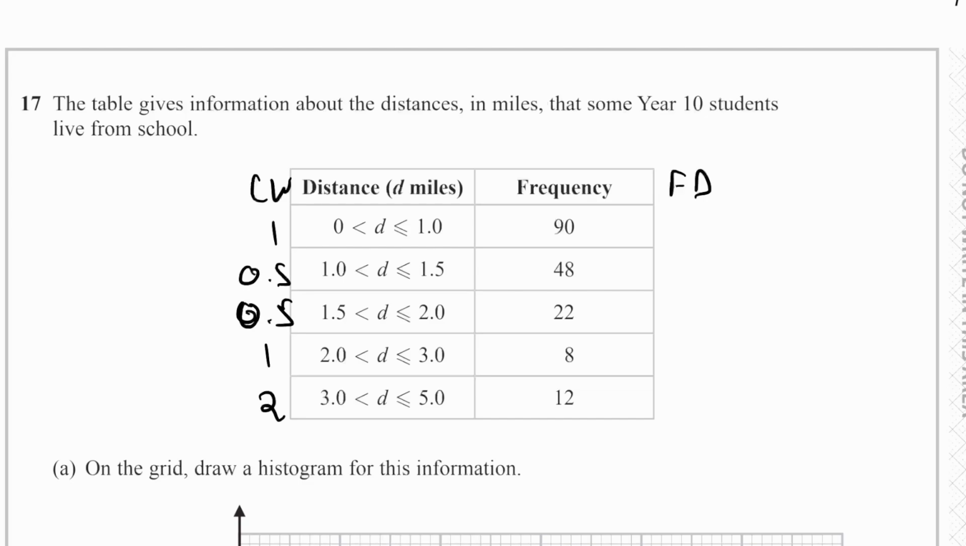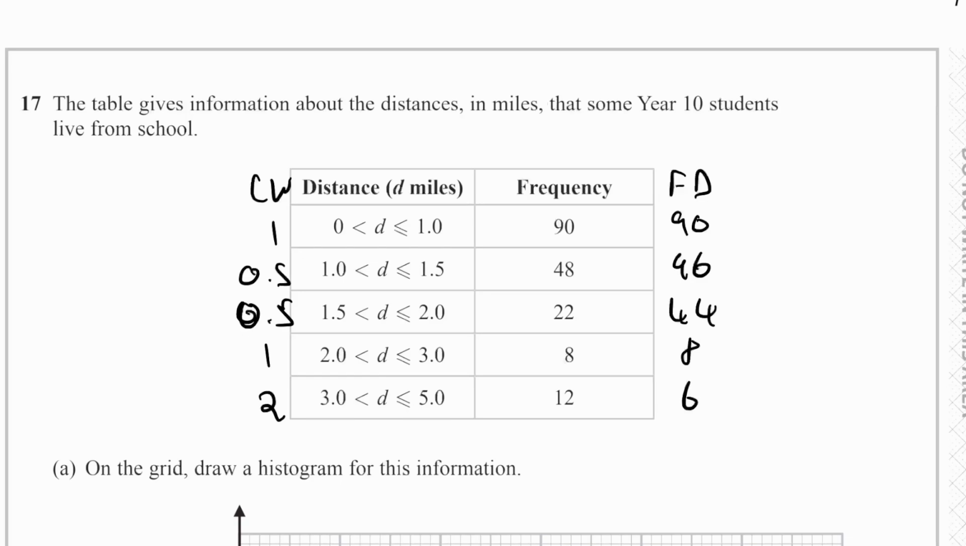Then we can work out the frequency density, which is the frequency divided by the class width. So this is still 90. And then we do 48 over 0.5, so that's basically the same as doubling it, which gives you 96. Then you do 22 over 0.5, and again, that gives you 44. And then 8 over 1, which is 8. And then 12 over 2, which is 6. And so this would give you the frequency densities.